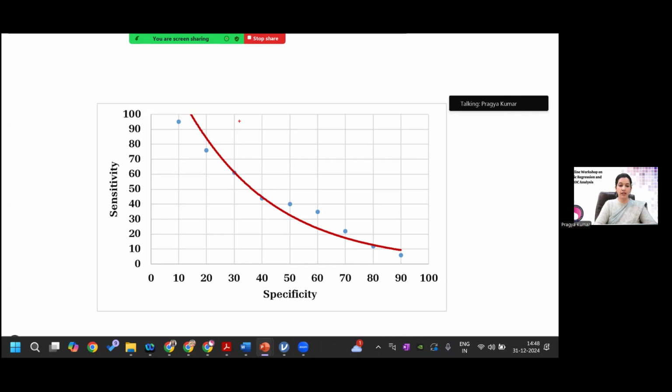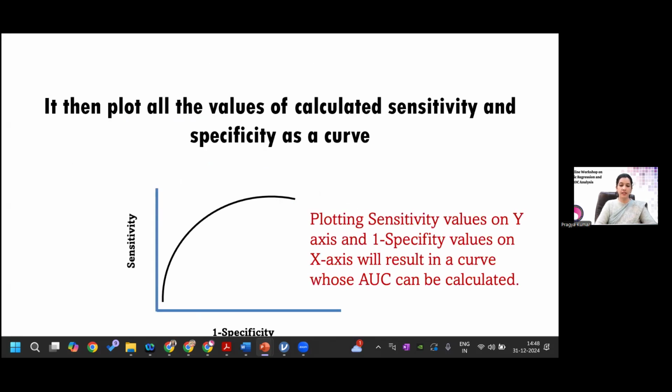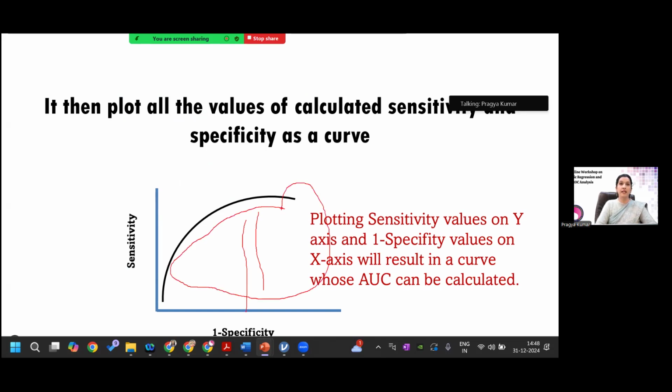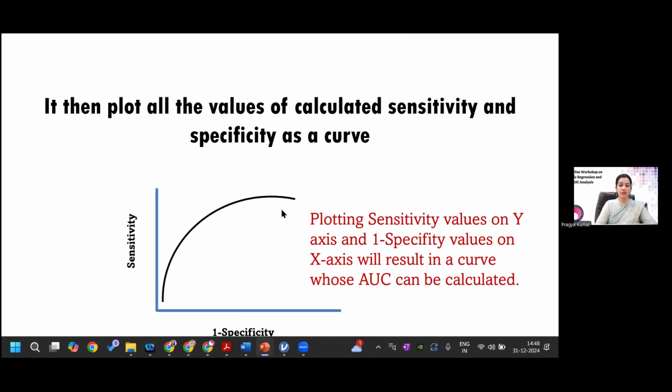Because I have to calculate this area. This is the area under the curve, but there is no limit to this area. So that's why I cannot calculate this area. That's why on the y-axis, we take sensitivity, and on the x-axis, 1 minus specificity. If you plot sensitivity on the y-axis and 1 minus specificity on the x-axis, you get a graph like this, and this whole area can be calculated. This is the area under the curve, which we call AUC.